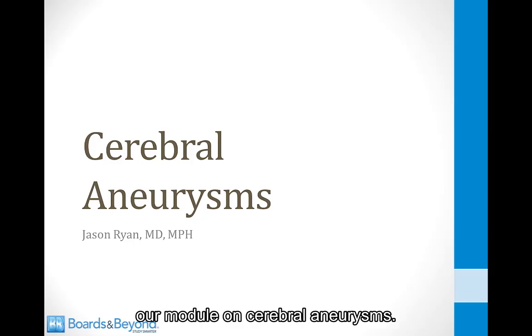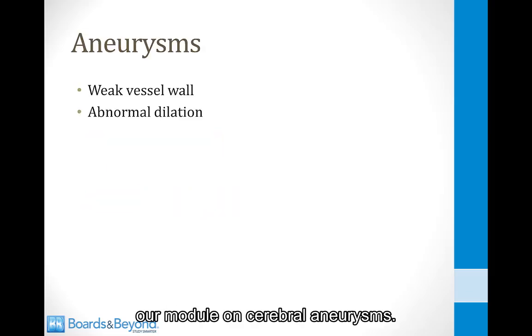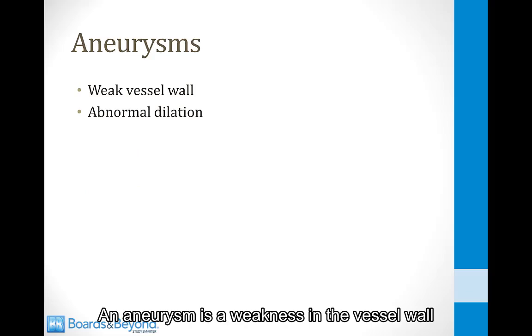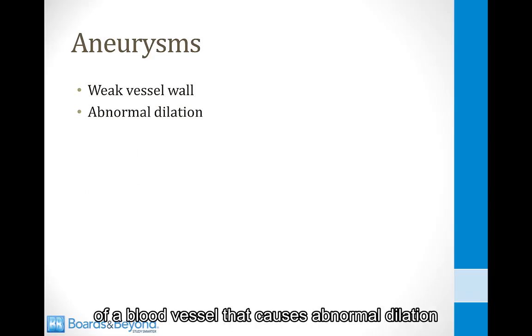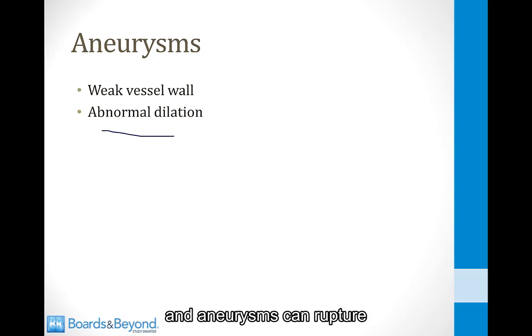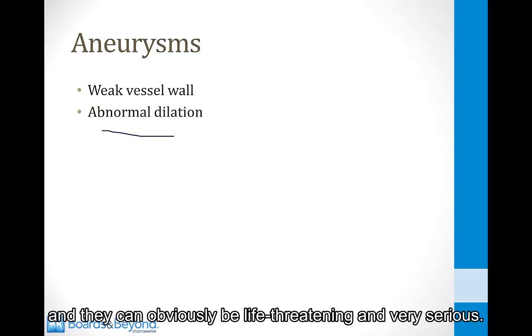Hi everyone, and welcome to our module on cerebral aneurysms. An aneurysm is a weakness in the vessel wall of a blood vessel that causes abnormal dilation, and aneurysms can rupture. When aneurysms occur in the brain, they can rupture and cause brain damage, and they can obviously be life-threatening and very serious.